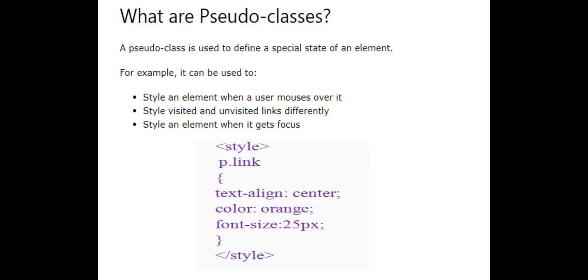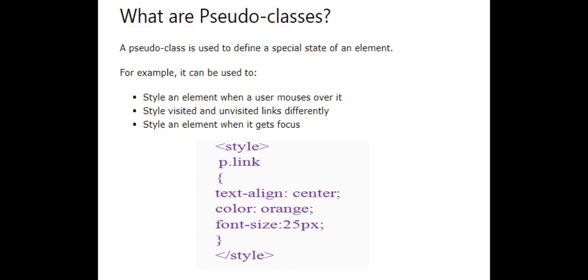Next we can look into pseudo classes. A pseudo class is used to define a special state of an element. For example, it can be used to style an element when a user mouses over it, meaning when you are moving your mouse from one part to another part and the mouse hovers over an element. It can also be used to style visited and unvisited links differently.